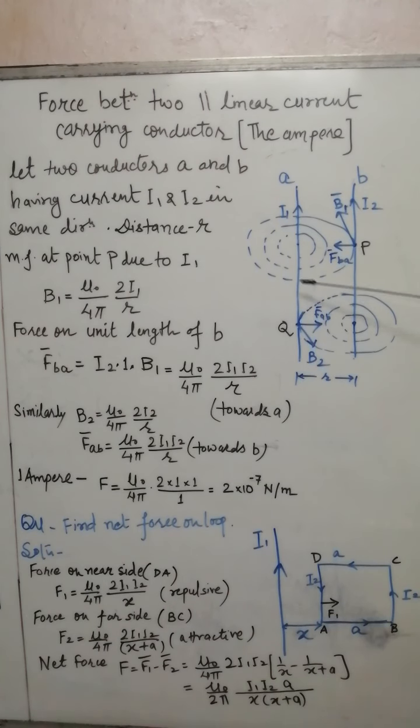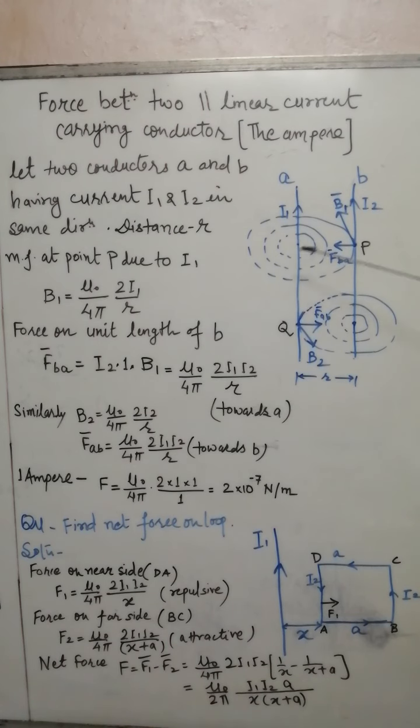Now the first conductor will experience a force due to this magnetic field, and that force will again be F is equal to ILB. Putting the value of I, meaning I1, L as unit length, and B as B2, we again get the force on A due to B as mu naught by 4 pi into 2 I1 I2 by R.